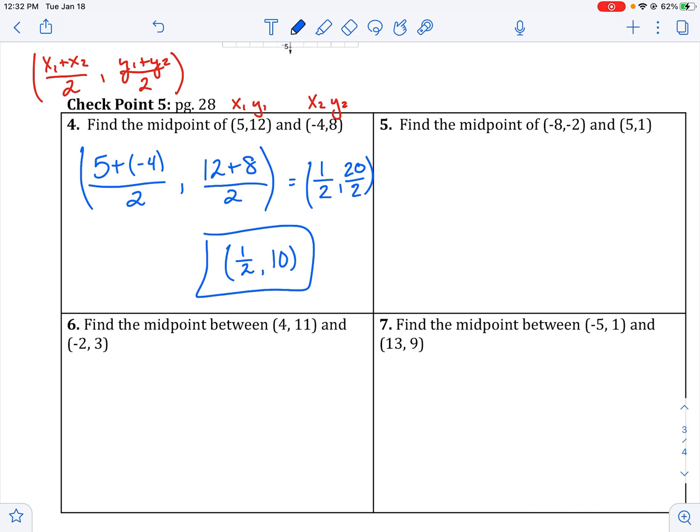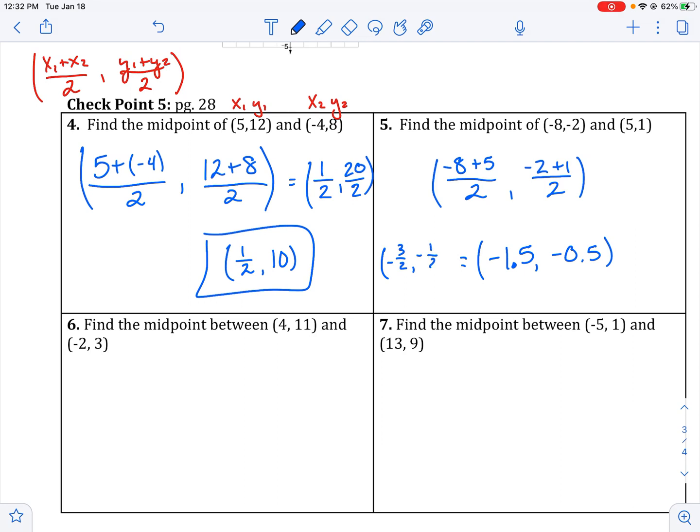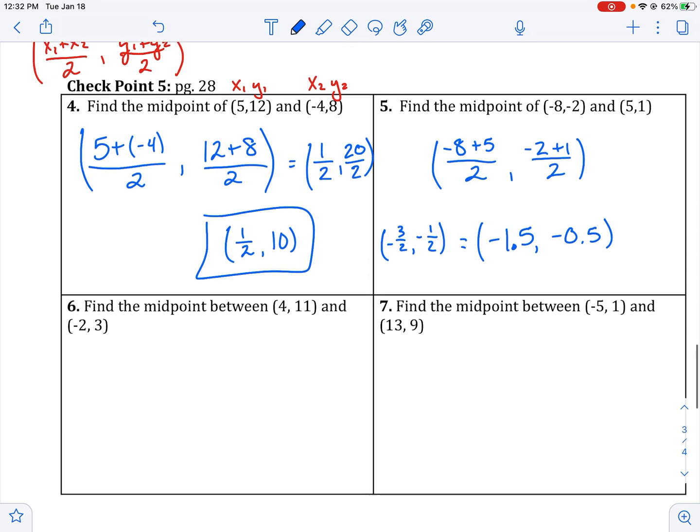Now I'd like you to pause the video, try the next 3, and then unpause and check your work. Okay, so you should have, on this one, negative 8 plus 5 over 2, negative 2 plus 1 over 2. So you've got negative 1.5, comma, negative 0.5, or negative 3 halves, negative 1 half. Either way is fine.